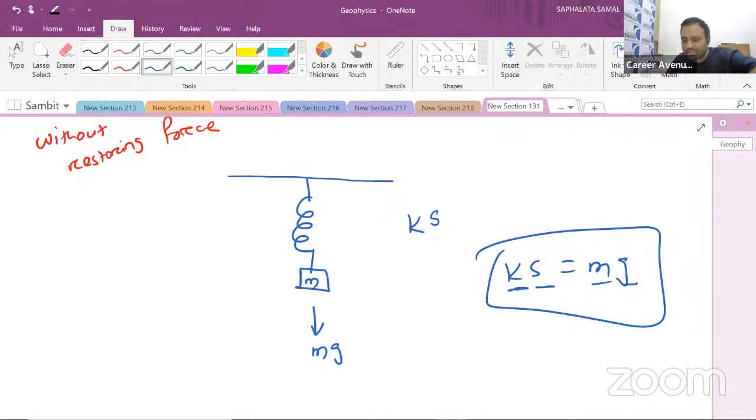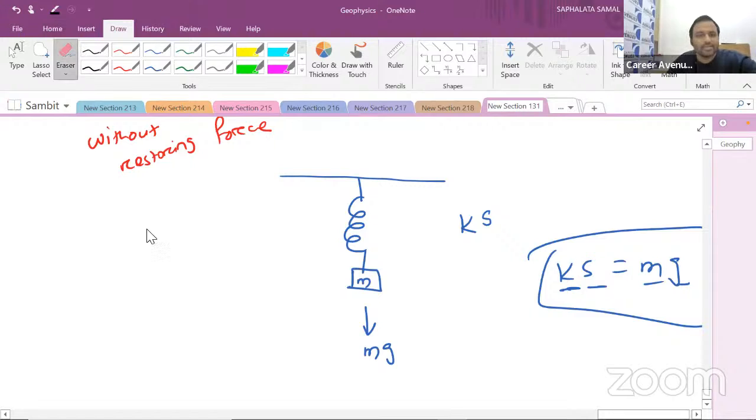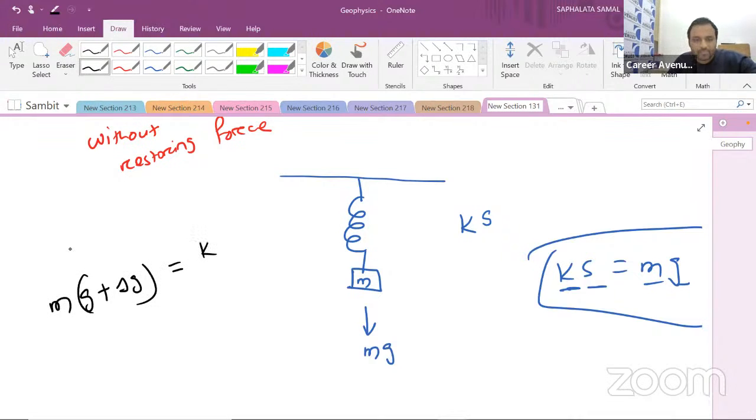Suppose the g value increases. That means my force becomes m into g plus del g. That means my spring length will also increase. It will be k into s plus del s. And we try to find out how much is the change in the gravity value, because we know how much change has happened. We can measure it in the spring length. Original spring length is known, k is also known, m is also known. We can calculate what this del g is. This is the basic concept of the stable gravimeters.